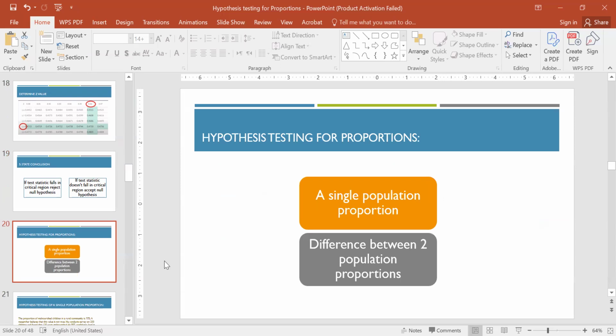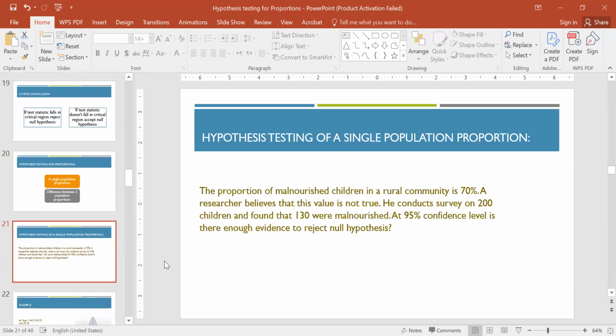So now we will see the hypothesis testing for proportions. First of all, we will see the example of a single population proportion. The proportion of malnourished children in a rural community is 70%. A researcher believes that this value is not true. He conducts a survey on 200 children and finds that out of those 200, 130 were malnourished. So at a 95% confidence interval, is there enough evidence to reject the null hypothesis?